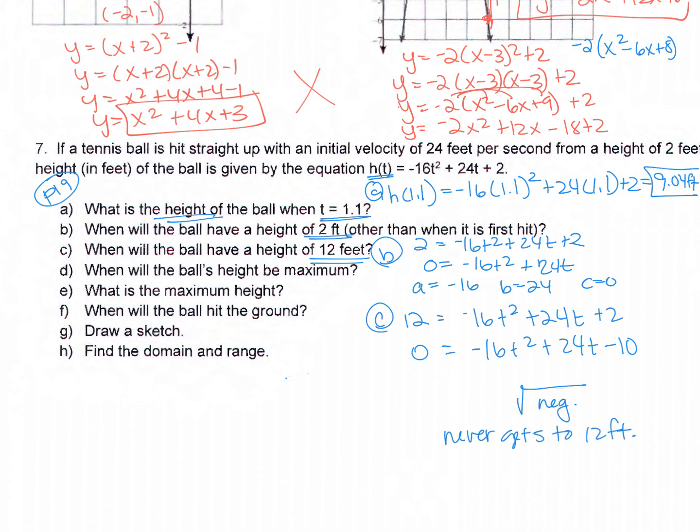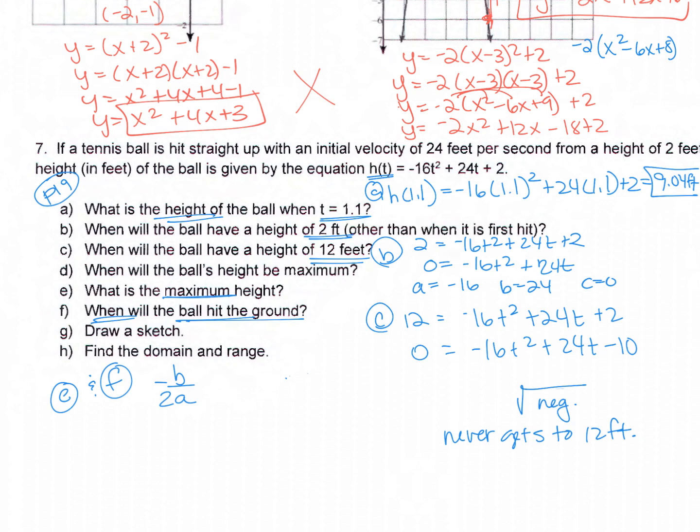So you guys do this on your own, and if you need any support, take a look at the solution and come see me if that's not enough. Max height, and when will it be the max height? That's a vertex. So for E and F, you need the vertex. You're going to do your negative b over 2a, and then you're going to substitute it in to find that max height. G, let's draw a sketch.